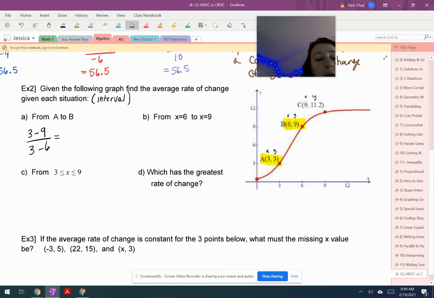All right, so 3 minus 9 is negative 6, and 3 minus 6 is negative 3, which is equal to a positive 2, because 6 divided by 3 is 2.